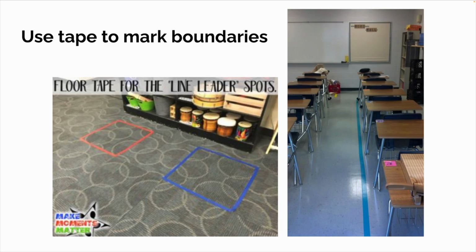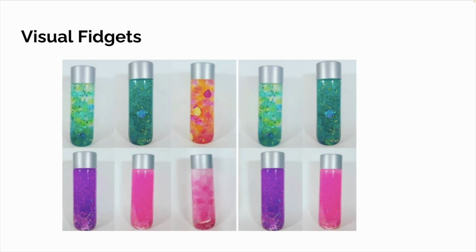We can use tape or visual markers to define spaces, and this can help students better understand their boundaries and organize their environment visually. Visual fidgets or preferred visual stimulation can sometimes help students stay alert and engaged when used appropriately. These are easy to make.